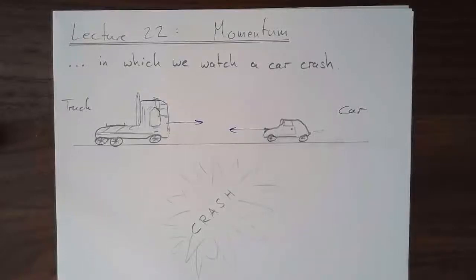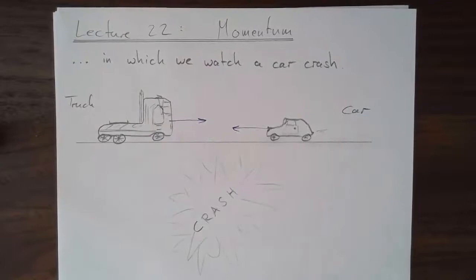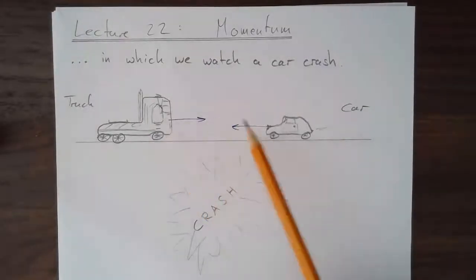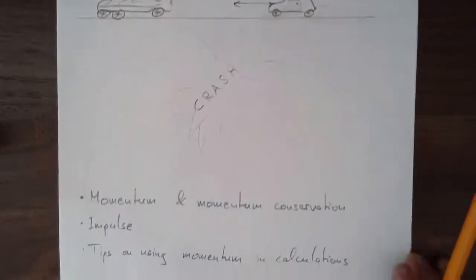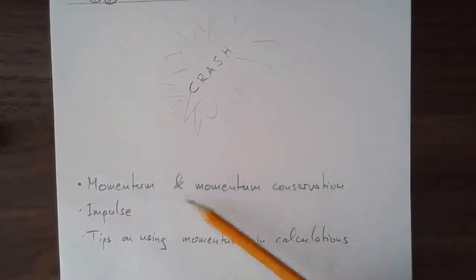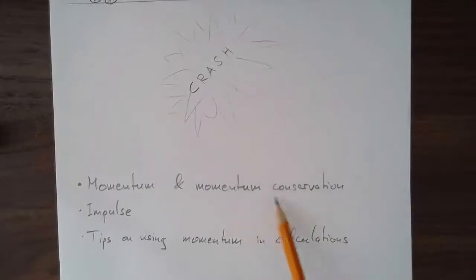Welcome to lecture 22, in which we're going to introduce a very powerful new concept, that is momentum. So we're going to look at one primary example, and that is a truck and a car crashing into each other. And so in the course of this lecture, we're going to discuss these topics, momentum and momentum conservation, and this is really why momentum is a thing in the first place.